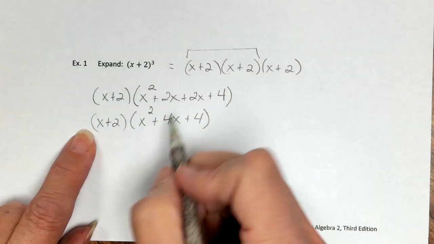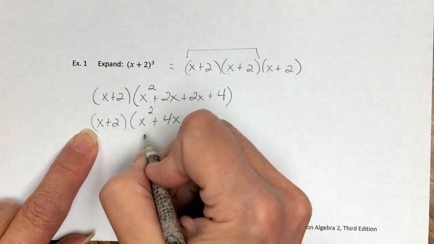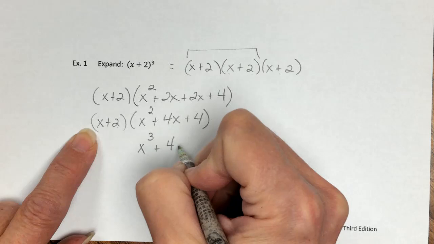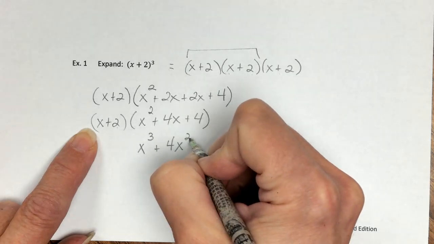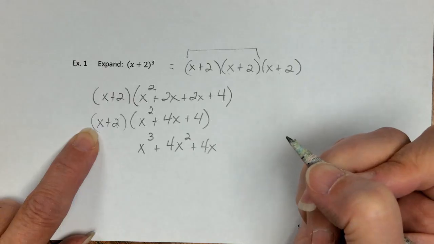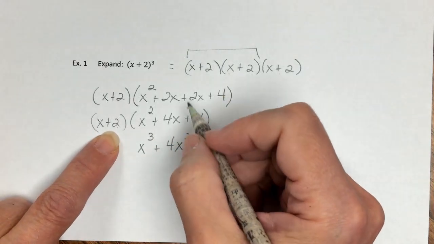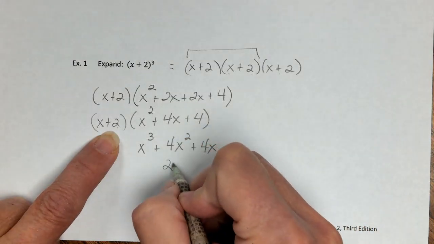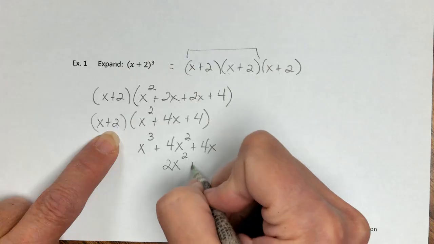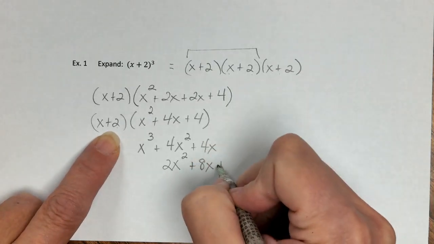Now I take x times all 3 of these, and 2 times all 3 of these. When I multiply x times x squared, I get x cubed. And then x times 4x is 4x squared. And x times 4 is 4x. Okay, now I'm taking 2 times each of these, and I'm going to line up my like terms. 2 times x squared, 2x squared, I'm putting below the other x squared. 2 times 4x is 8x, putting below the 4x. And 2 times 4 is 8.